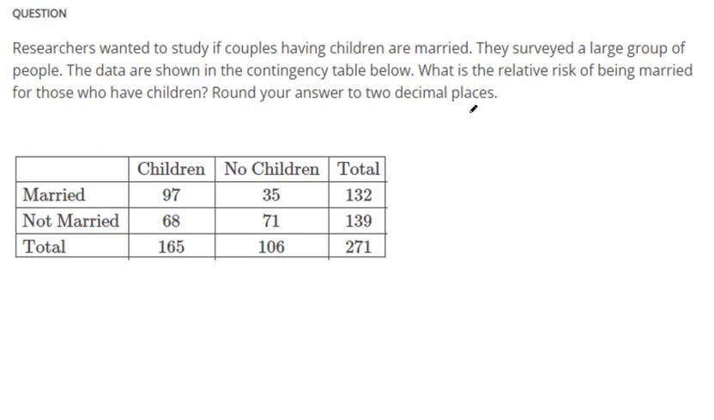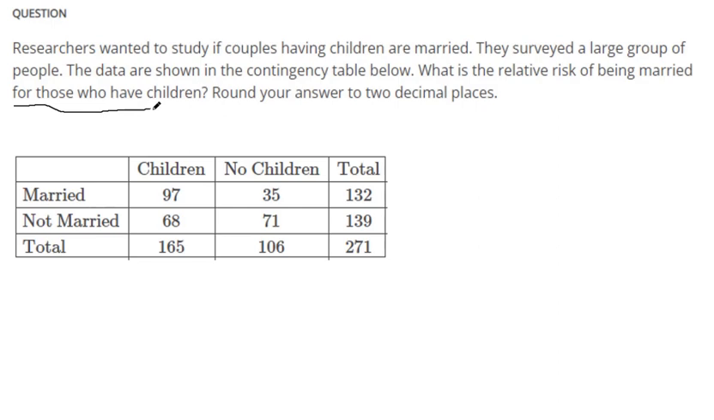We're asked to calculate a relative risk. For a relative risk, you want to divide the probability of having whatever condition they're talking about by the probability of not having the condition. So in this case, the relative risk of being married. Risk always has a negative connotation. So the risk of being married for those who have children.